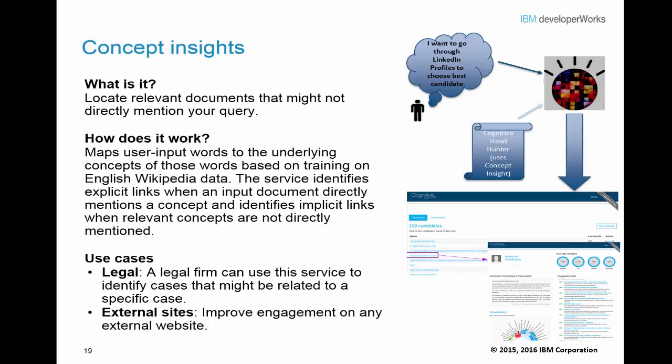Concept Insight Service maps input text to a concept graph that is based on the English language Wikipedia. The service identifies explicit links when a concept is directly mentioned, but also provides implicit links to concepts that are not directly mentioned. For example, Concept Insights can help authors by suggesting content from archives and sources such as Wikipedia.